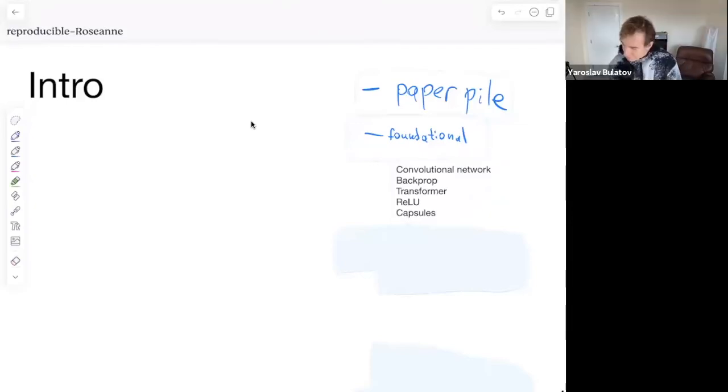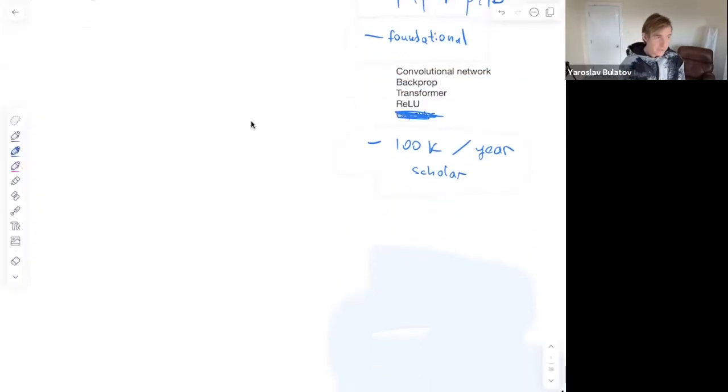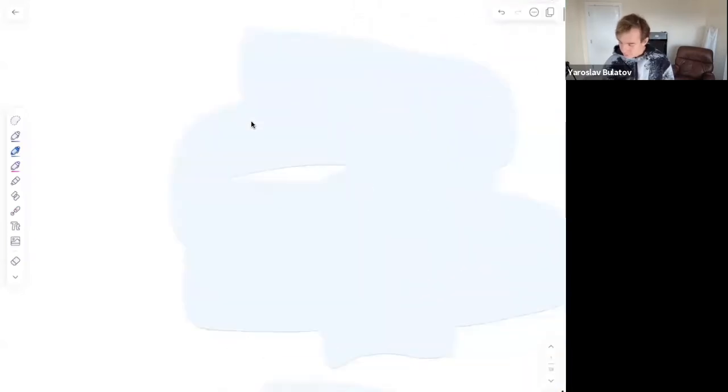So some of them are really foundational, like we have convolutional networks, backprop, transformer. But many of them are not very useful. And right now there's a big explosion of papers. So if you search for machine learning in Google Scholar, you see that last year there were 100,000 papers mentioning the words machine learning.